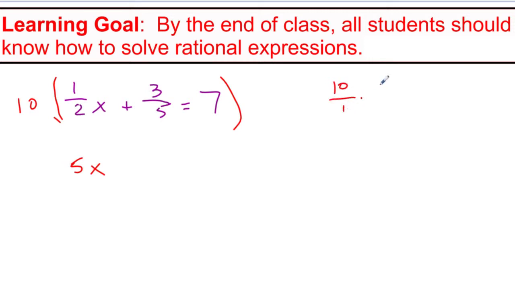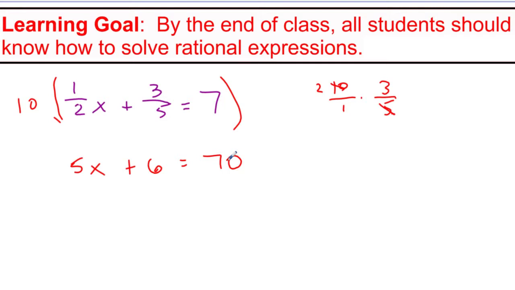If you want to remember, 10 times 3/5, I can do some canceling: 5 goes into 5 once, 5 goes into 10 twice. So this is really 2 times 3, which is 6. Hey, no more fraction. That's good. And here's where you've got to be careful. Just make sure you also do the 10 times the 7, and that's 70. And so ultimately, 5x plus 6 equals 70 is another way of writing the exact same expression.